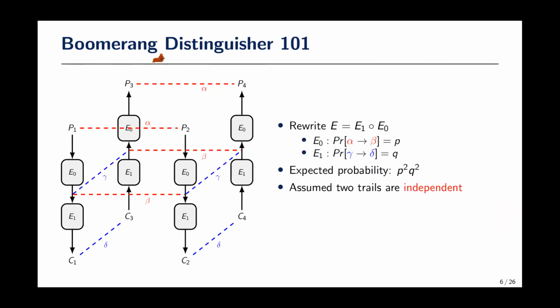For the original approach, the cipher E is divided into two parts, E0 and E1, and we need a good differential for each part. The input difference alpha leads to the output difference beta with high probability p over E0, and gamma leads to delta with high probability q over E1. The expected probability is p^2 q^2, with the assumption that the two parts are independent. But in practice, this assumption is not always correct.